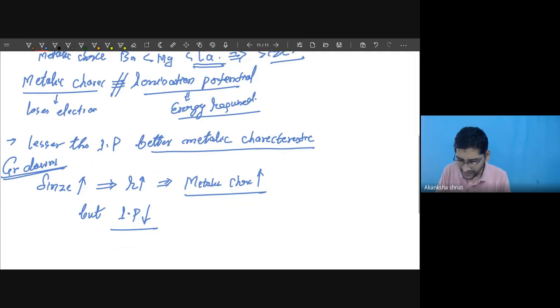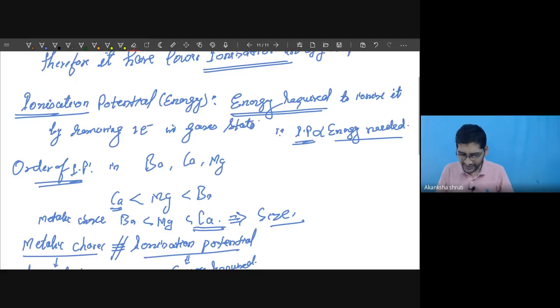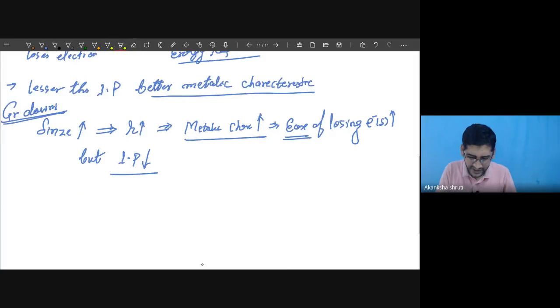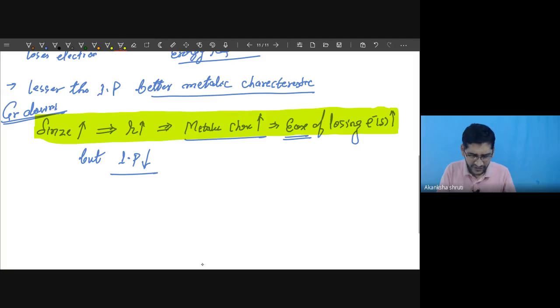or ease of losing electrons. The ease of losing electrons increases. So this was all about the trend in a group. We have learned about ionization potential and metallic characteristic. Whatever we have learned in this trend, I have summarized. Please do not forget this final statement. This is when we are moving down the group. Getting it? Yes, tell me.